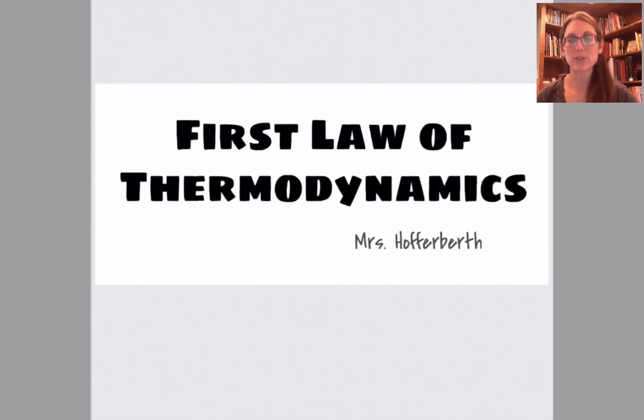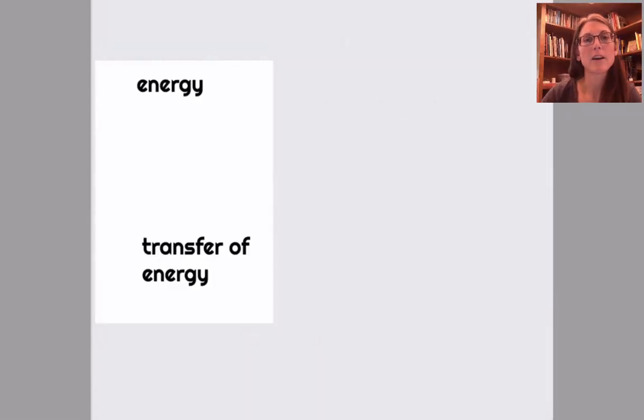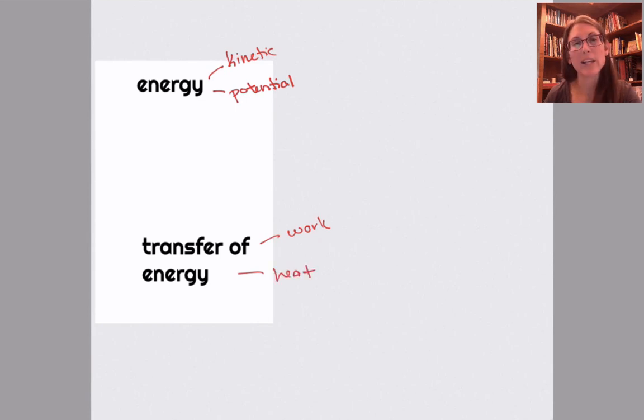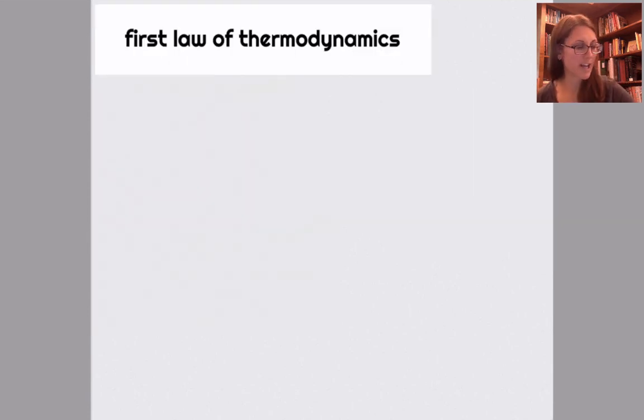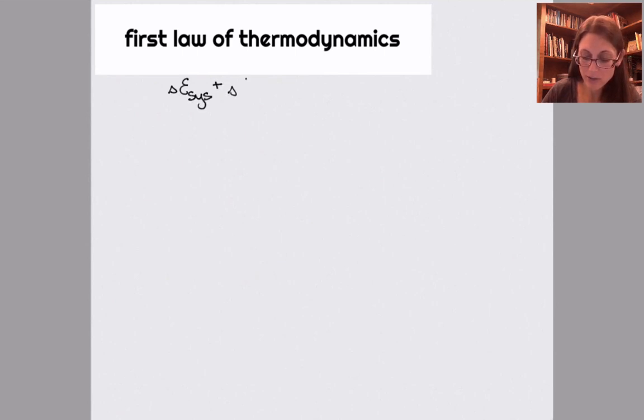Welcome. Let's talk about the first law of thermodynamics. Thermodynamics puts things into broad categories. So energy can either be kinetic or potential. And the transfer of energy can take place either via work or through heat. And the first law of thermodynamics, which is the law of conservation of energy, says that if you look at the change in energy in your system and the change in energy in your surroundings, that has to be equal to zero.